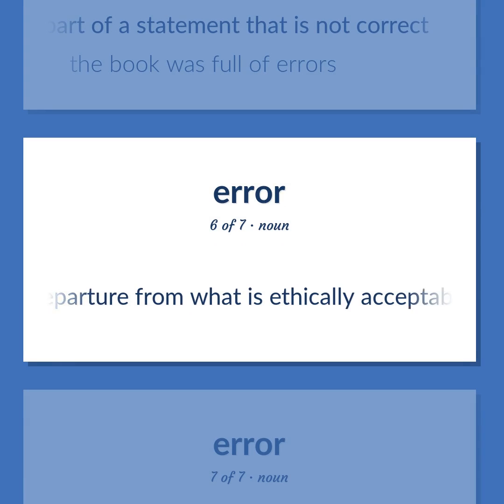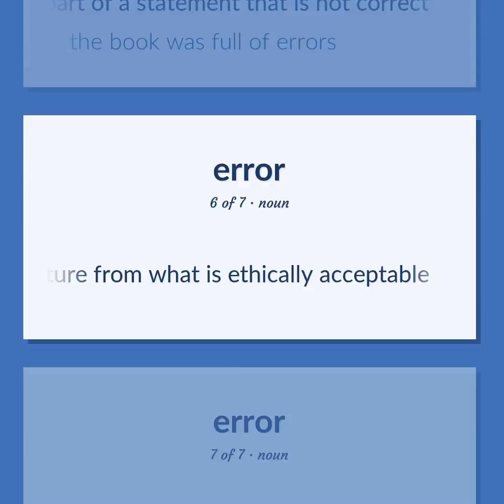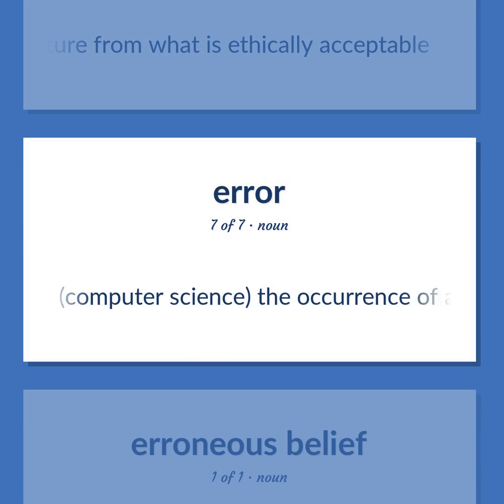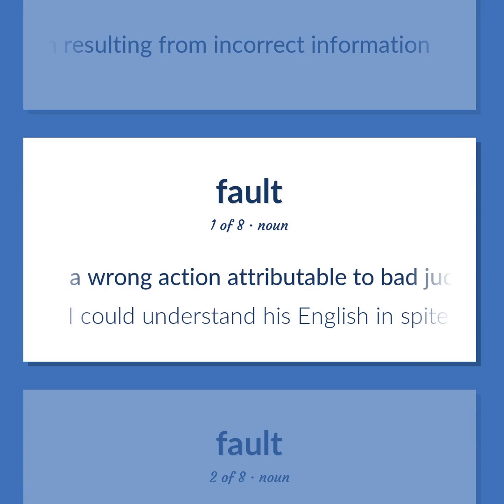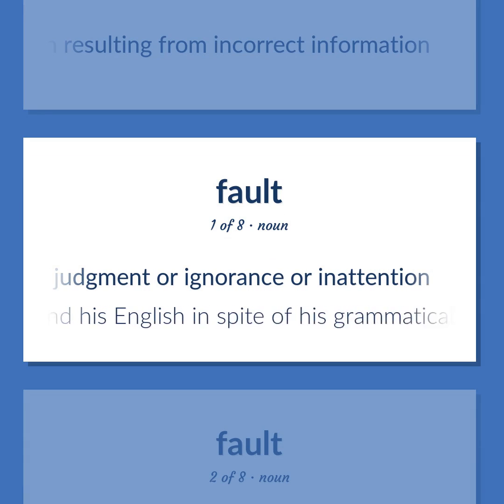Departure from what is ethically acceptable. Computer science. The occurrence of an incorrect result produced by a computer. A misconception resulting from incorrect information. A wrong action attributable to bad judgment or ignorance or inattention. I could understand his English in spite of his grammatical faults.